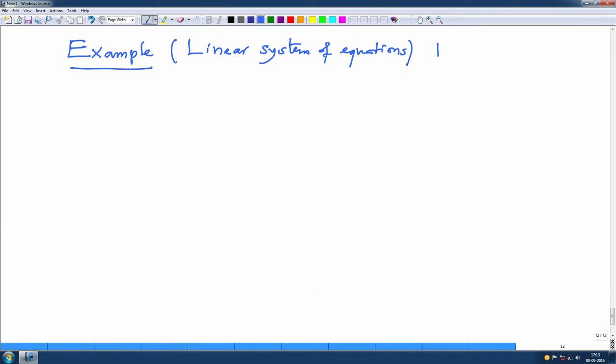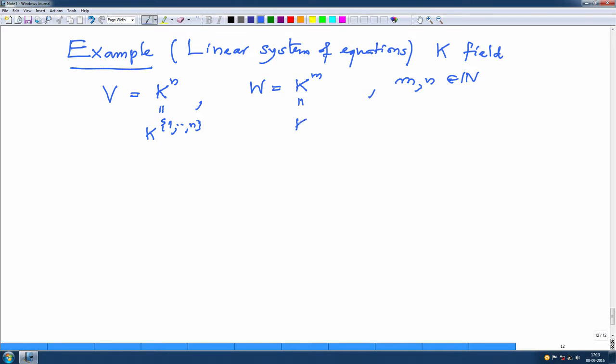So let us fix k a field, and my vector space is now k power n, and W is k power m. M and n are two natural numbers. Remember, you can think of the elements of V as n tuples, or as functions from 1 to n to k. These also are functions from 1 to m to k, or m tuples, whichever.